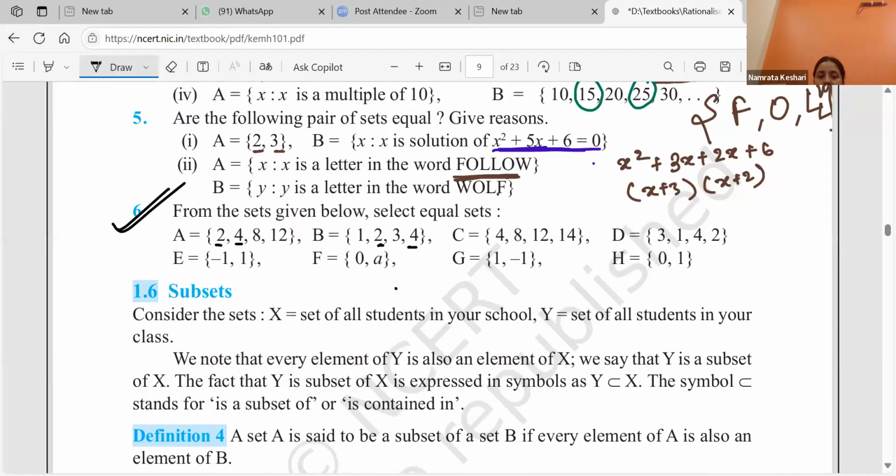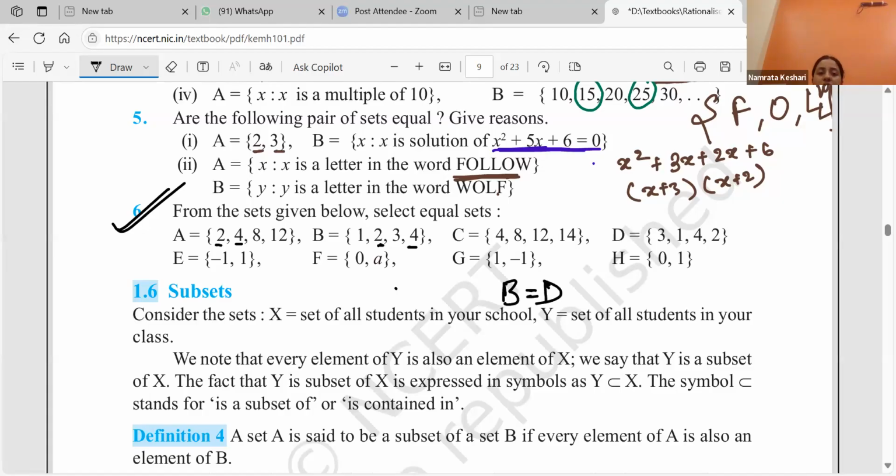What about A and C? So 2 and 4 is not there. A and C are not equal. Okay. Any other set? We can see no set is equal with A. Can you see? Yeah. Okay. Similarly, if we take B, we will check whether B is same with C or not. No. B is same with D or not. So 1 is there, also 1. 2 is there, also 2. 3 is there, also 3, and 4 is there. So B and D are equal.